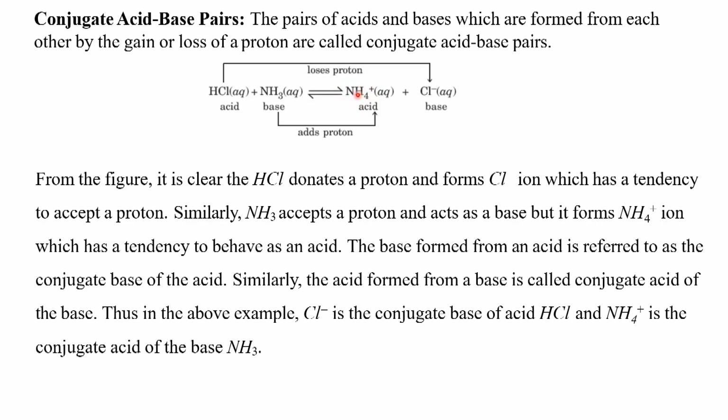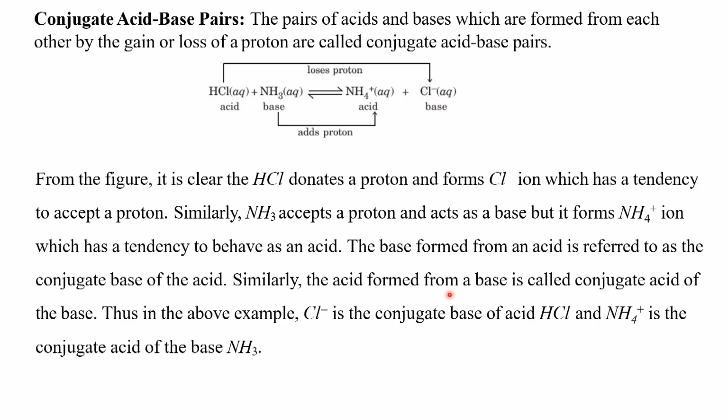Now the ammonium ion can act as an acid. From the figure, it is clear that HCl donates a proton and forms Cl- ion, which has a tendency to accept a proton. Similarly, ammonia accepts a proton and acts as a base, but it forms NH4+ ion, which has a tendency to behave as an acid. The base formed from an acid is referred to as the conjugate base of the acid. So Cl- is the conjugate base of the acid HCl.